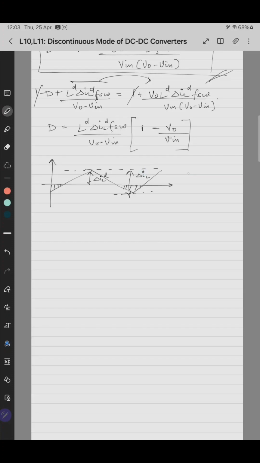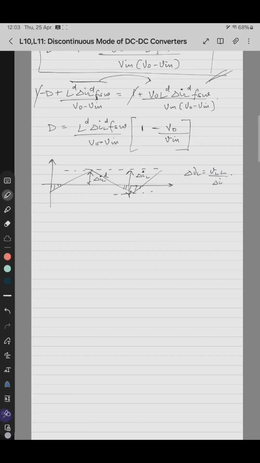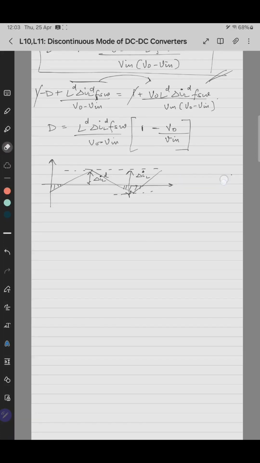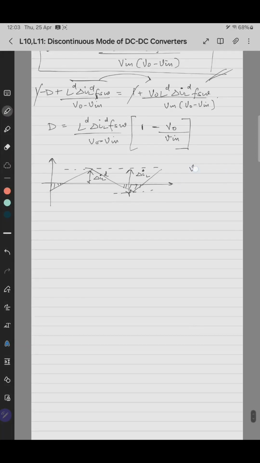Now generally, what is delta I_L? V_L is L dI_L by dt. So V_L is L delta I_L by delta T. Therefore delta I_L will be V_L delta T by L.